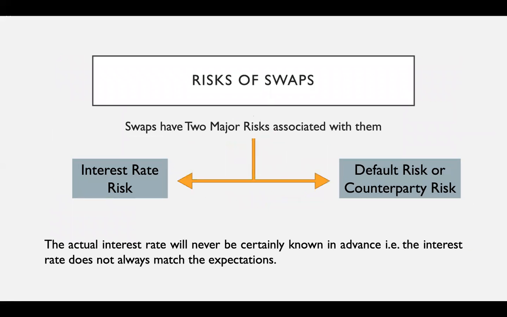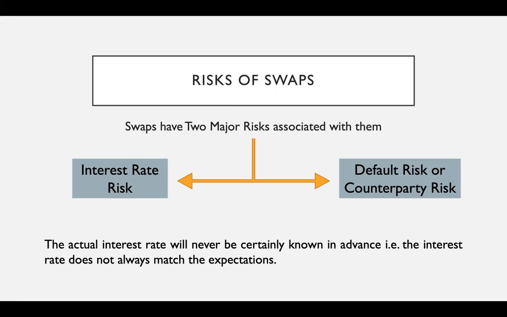Risk of swaps. Swaps have two major risks associated with them: interest rate risk and default risk or counterparty risk. The actual interest rate will never be certainly known in advance. That is, the interest rate does not always match the expectations.